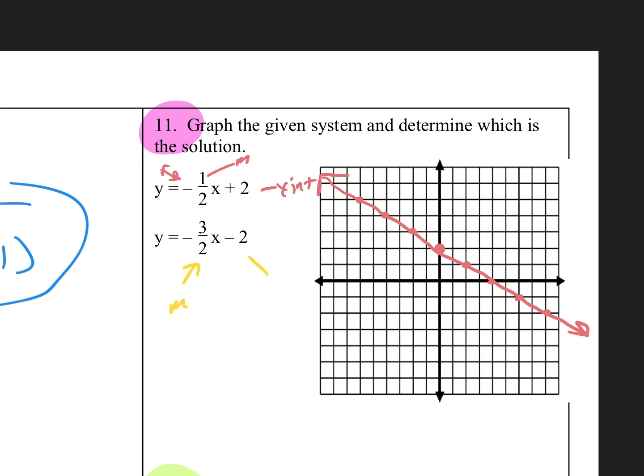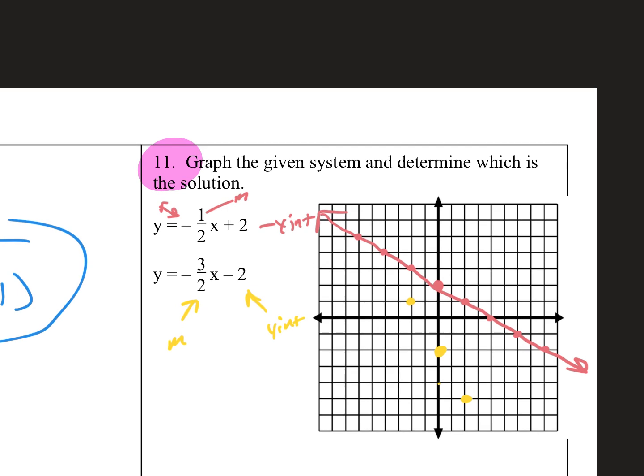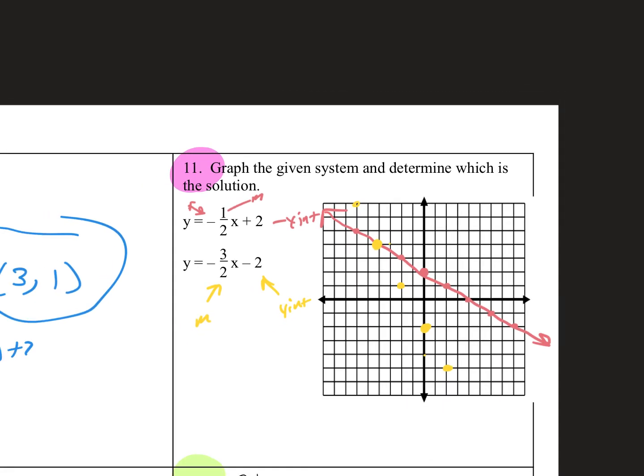This is your slope and this is your y-intercept. So at -2, and then my slope is 3 over 2. If I went up, I'd go up 1, 2, 3, and over 2. Which way? You go down. But to draw your line, you have to have points above your intercept and below. So you'll go down 1, 2, 3, and over 2. There's your point.